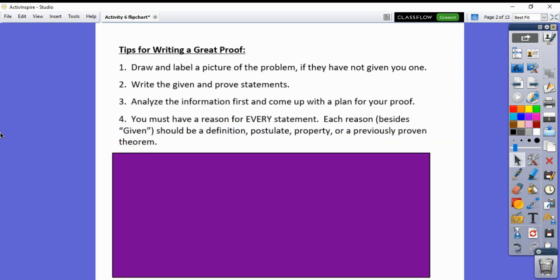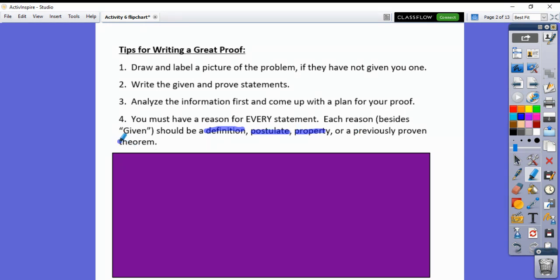So this is one of the big points for this first video. You must have a reason for every statement. And each reason, besides given, should be either a definition, a postulate. In activity 4, I believe, you saw some different postulates like the angle addition postulate and the segment addition postulate. That's a statement that's so basic that we can accept it without proof. A property, like we're going to look at in a second, or a previously proven theorem. So these are your ways that you can justify that a statement is true.